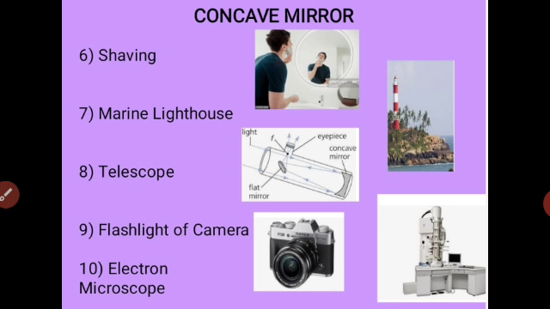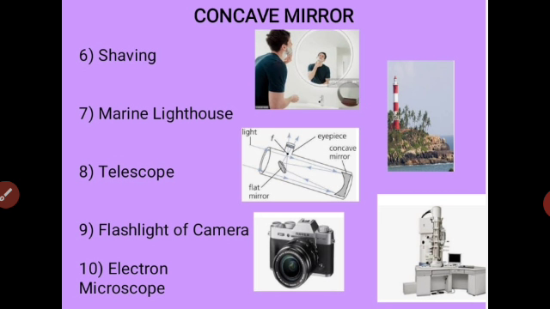Telescopes also use concave mirror. They catch the light coming from infinity, a star located far away from us, and converge it at one point. The flashlight of a camera also uses a concave mirror.